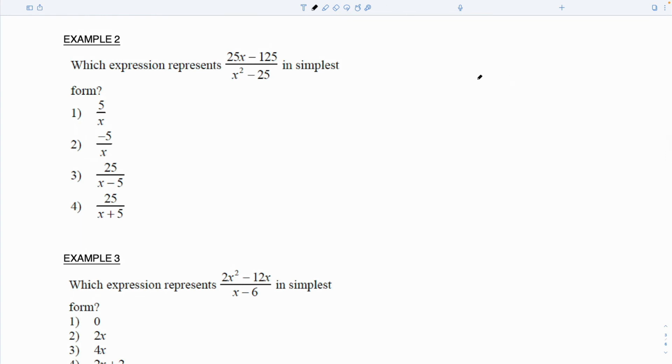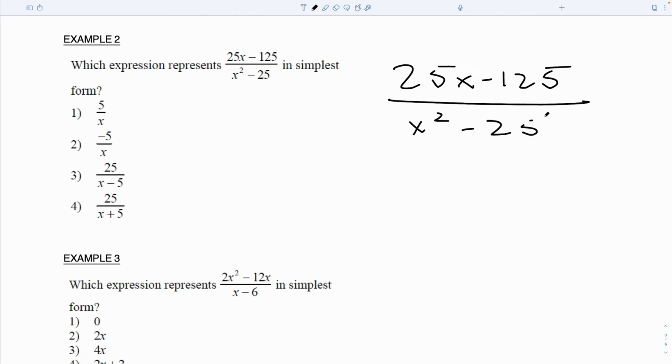25x minus 125 over x squared minus 25. First thing you're doing is factoring. Factor the top for me, Elliot. It's not a trinomial, but I can factor out one number. What would I pull out of here? Does 25 go into 125? I think 25 goes into 125. So let's factor out the greatest one, and let's pull out the entire 25. 125 divided by 25 is 5.